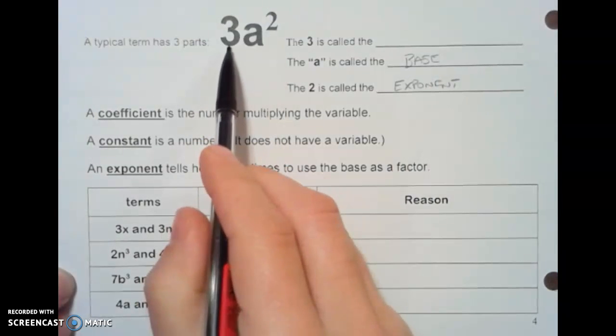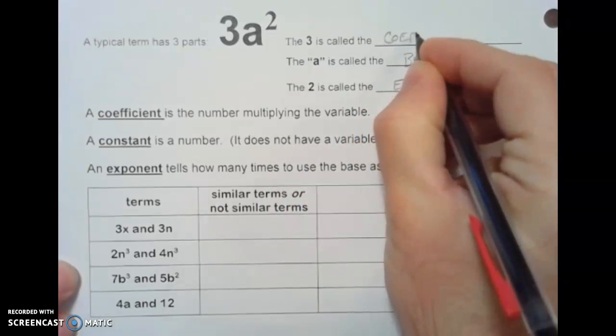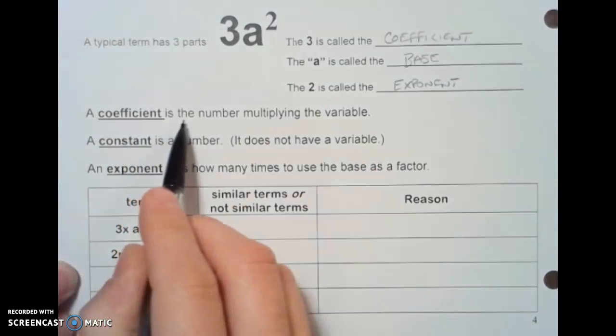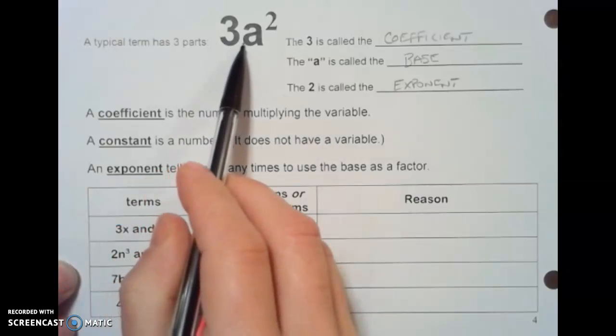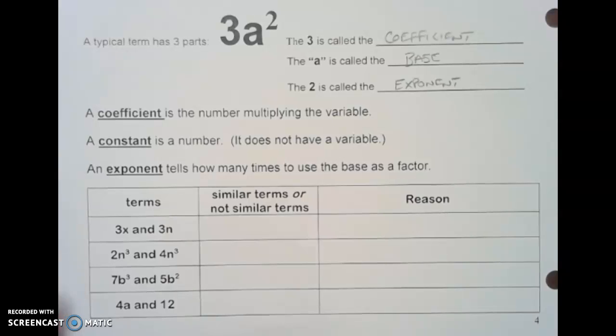And that leaves this 3 right here. The 3 is called the coefficient. A coefficient is a number that is multiplying a variable. If you see a number multiplying a variable, that number right there is called a coefficient.